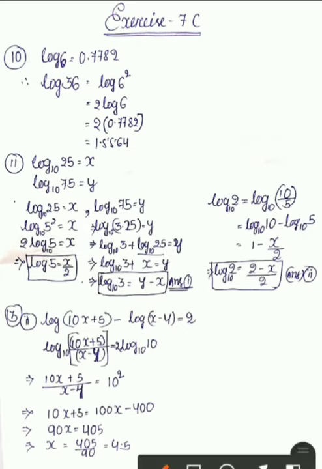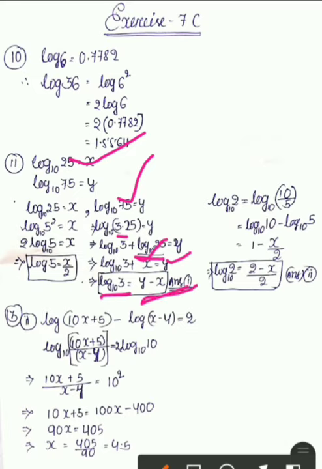The second condition is given, log of 75 to the base 10 is equal to y. That means you can write 75 as 3 times 25. Using the product law you can separate it, log of 3 to the base 10 plus log of 25 to the base 10 is equal to y. Now in place of log of 25 to the base 10 you can write the value x. Log of 3 to the base 10 plus x equal to y. Therefore log of 3 to the base 10 is equal to y minus x. This is the answer, question number 1.